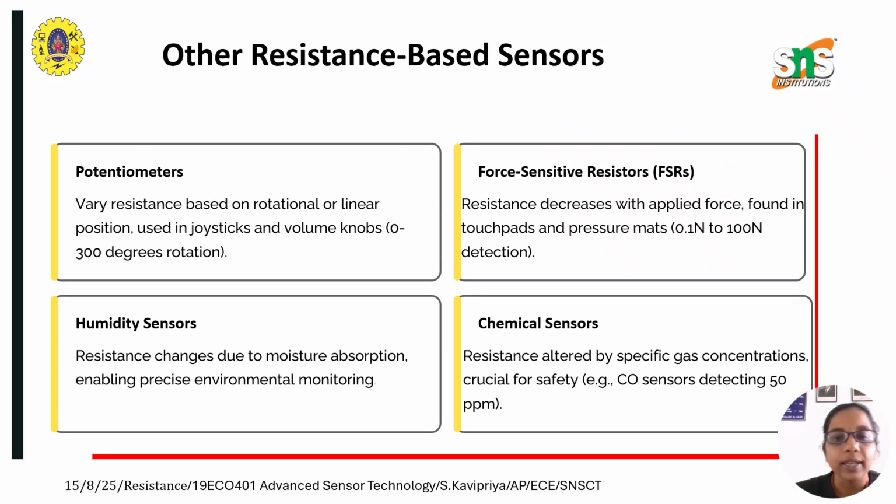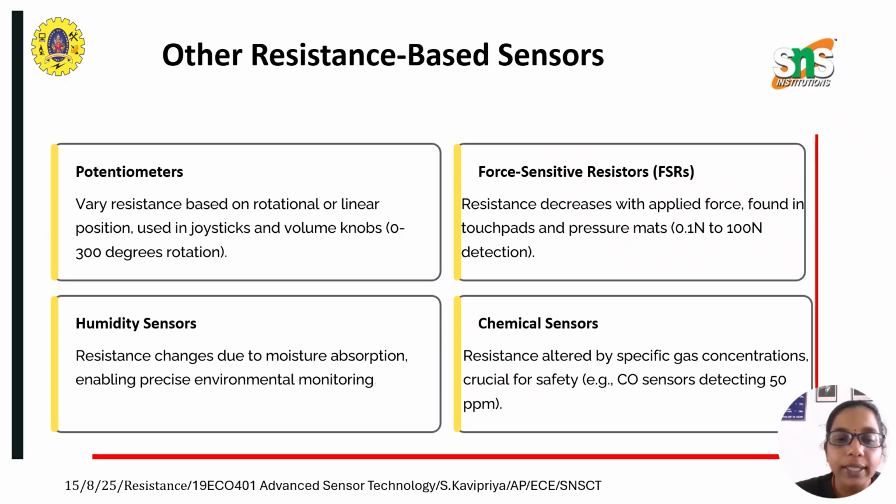Next are other resistance-based sensors. The first one is the potentiometer. Here the resistance is varied based on rotational or linear position. It is used in joysticks and volume knobs. Next are force sensitive resistors. Here the resistance decreases with the applied force. They are found in touch pads and pressure mats.